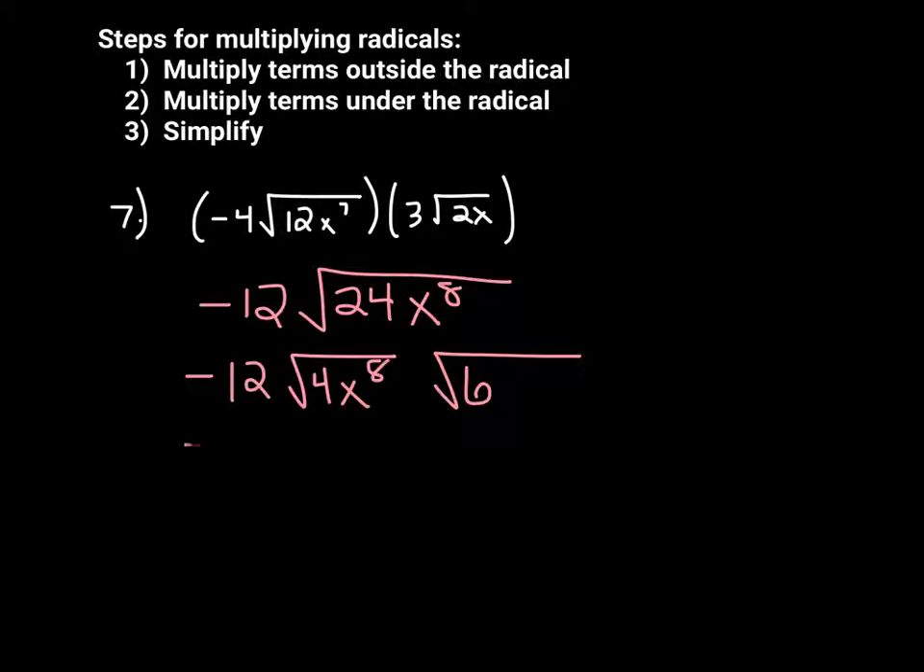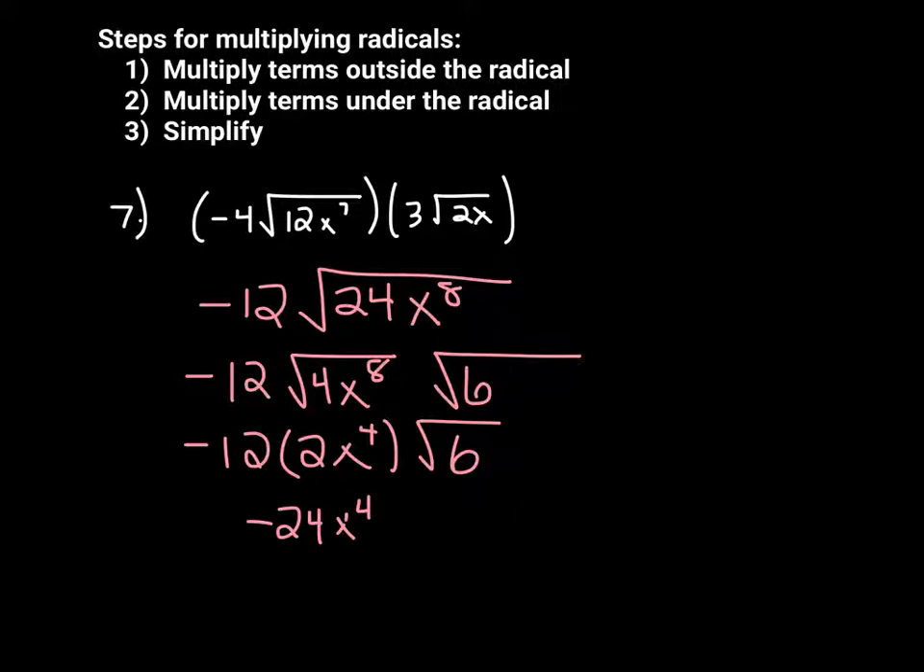All right, so let's bring down the negative 12. The square root of 4 is 2. And the square root of x to the 8th is x to the 4th. Just take the exponent and divide it by 2. And let's bring down the radical 6. So now we multiply what's on the outside over here of these radicals. We have negative 12 times 2x to the 4th. So that'll be negative 24x to the 4th. And I'll bring down my radical 6.